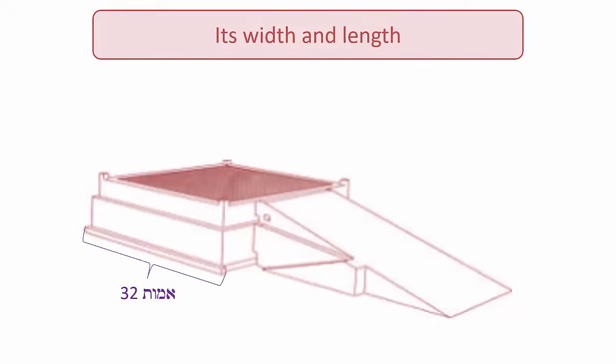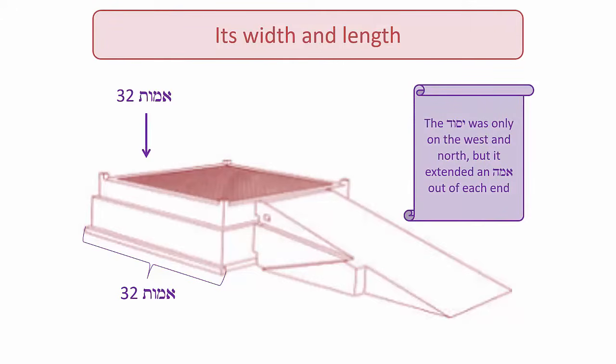So at the very bottom, by the Yesod, the Mizbeach was 32 amos by 32 amos. Now the Yesod itself was only on the west side of the Mizbeach, which is this side right here, and the north side of the Mizbeach, which is back here. But it wasn't on the other two sides. And like we said in the previous class, 32 amos by 32 amos is around 50 feet by 50 feet.